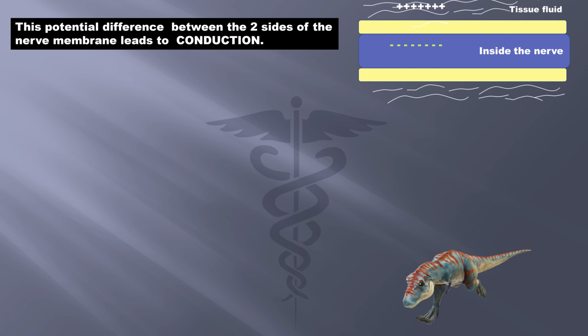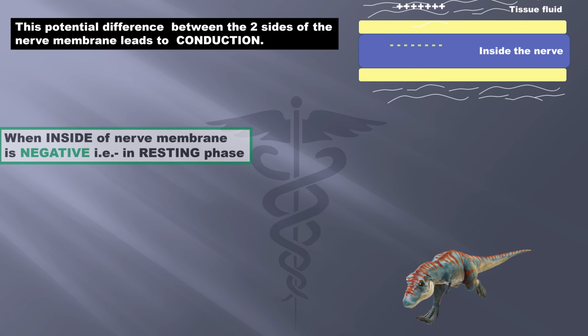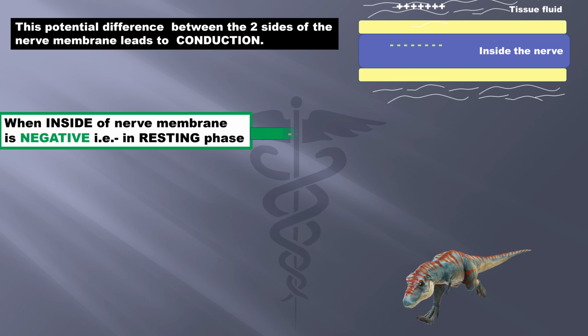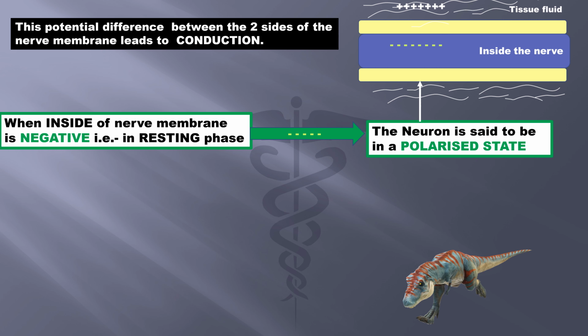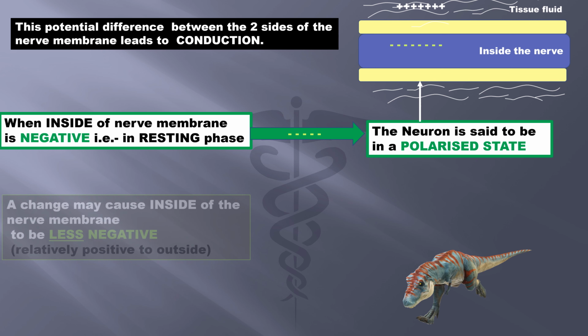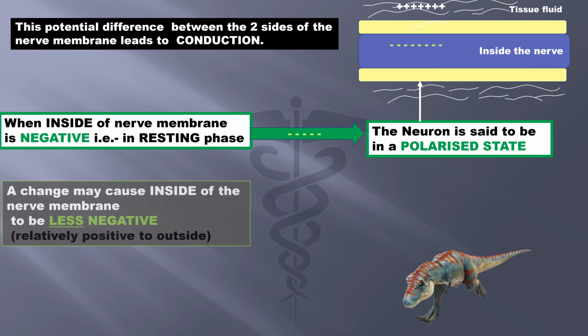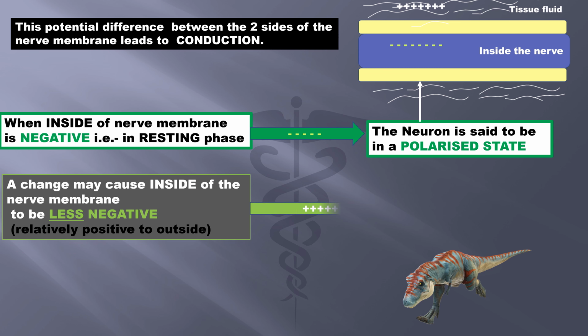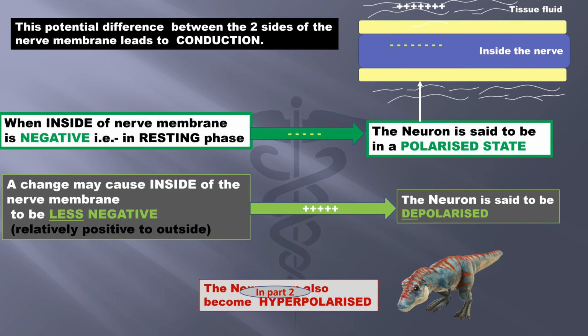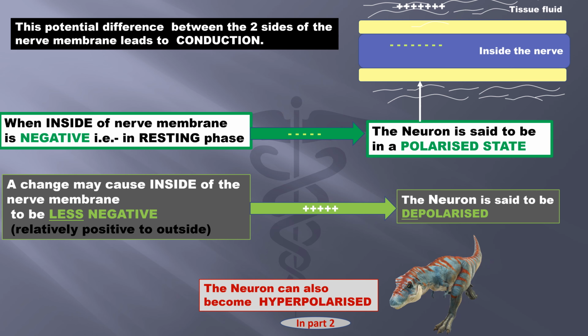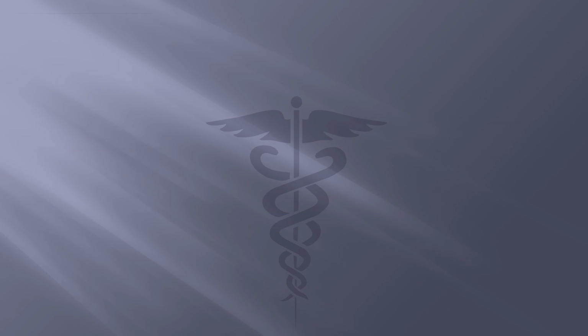This potential difference between the two sides of the nerve membrane leads to what is called conduction. When the inside of the nerve membrane is negative, that is in resting phase, the neuron is said to be in a polarized state. A change may cause the inside of the nerve to be less negative or relatively positive to outside. Then the neuron is said to be depolarized. A neuron can also become hyperpolarized, and we will be reading about this in part 2.